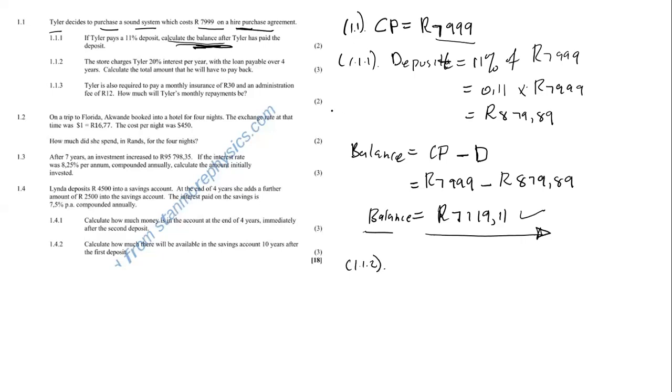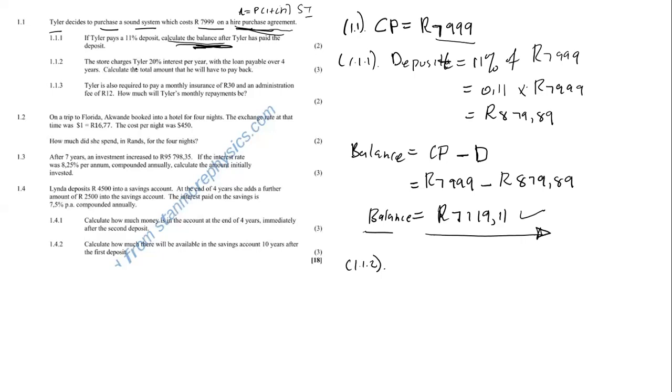Which formula are we going to use? Now, this keyword is supposed to help you, okay? Hire purchase agreement. Each and every time when you talk about the hire purchase agreement, we're going to use the formula that says A equals P(1 plus i multiplied by n), the simple interest formula. That's what we are going to use all the time when you hear this word hire purchase, okay?